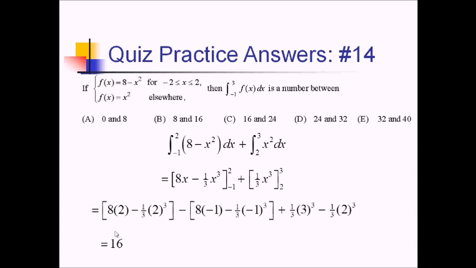So we've got 16 minus, let's see, this will be 8/3. This would have been negative 8, but we're subtracting, so that's positive 8. This would have been positive 1/3, but we're subtracting, so that's minus 1/3. Over here, this is 1/3 of 27, so 9. And here, this is a minus a third of 8. Okay, time to clean this up a little bit more. 16 and 8 is 24, plus 9 is 33.